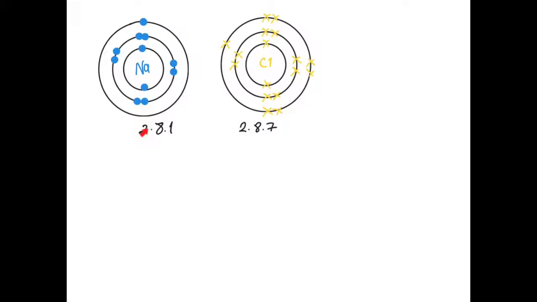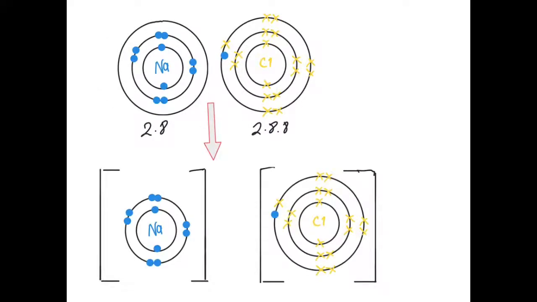Because sodium has got 2, 8, 1, it wants to lose an electron to get a full outer shell. It's going to lose this one. And chlorine wants to gain an electron to get a full outer shell. So the electron from the sodium transfers across to the chlorine.